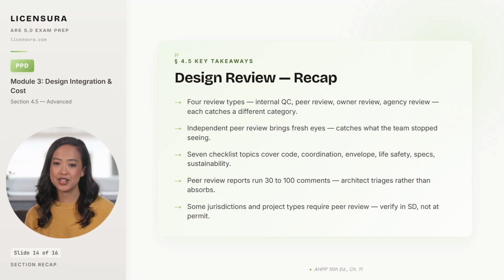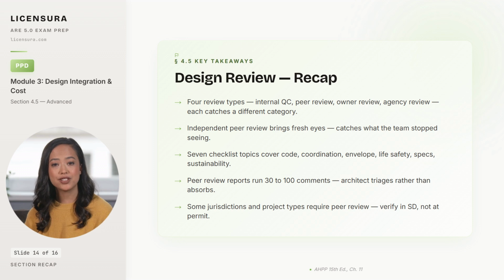Internal QC catches drawing accuracy and coordination. Peer review catches code and constructability. Owner review catches budget and program. And agency review catches code and life safety at permit. The architect who runs all 4 catches almost every category of error before it reaches construction.